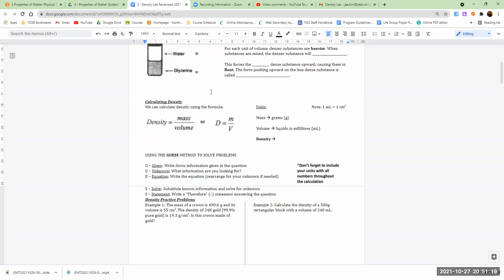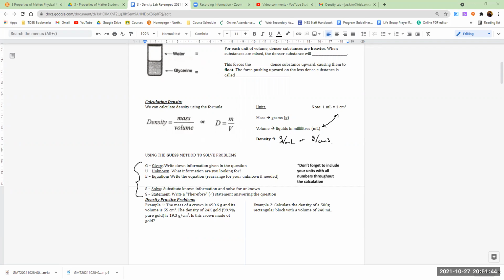Let's continue. Density. Here's a formula: mass divided by volume. And if mass is in grams and volume is in milliliters or centimeters cubed, the density is going to be grams per milliliter or grams per centimeter cubed. It's pretty important. So we're going to try employing this formula using this GUESS method.